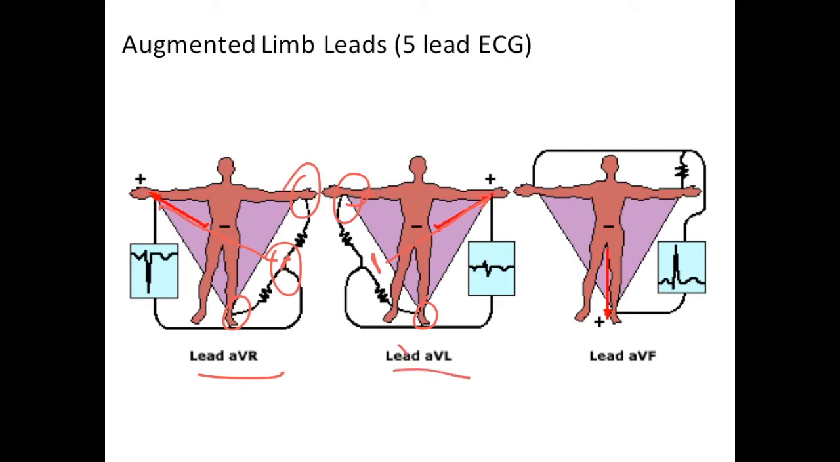lead. Lastly, you can combine the right and the left hand together and use that as a negative and look towards the left leg electrical activity, and that will give you lead AVF. So this combination allows us to look at electrical activity in 3 more additional directions than we did earlier.